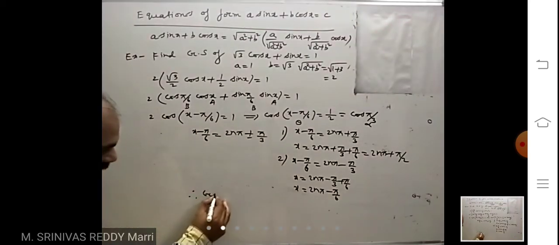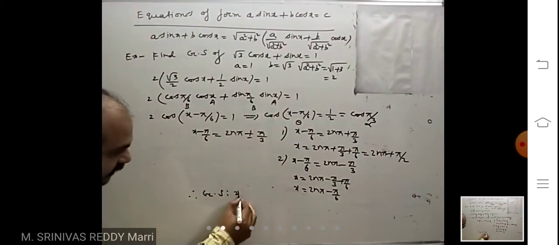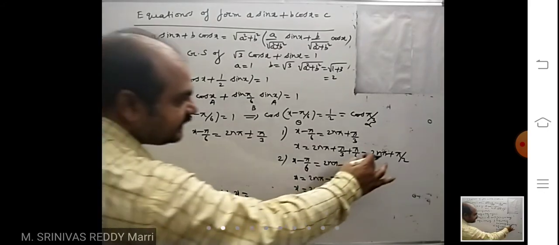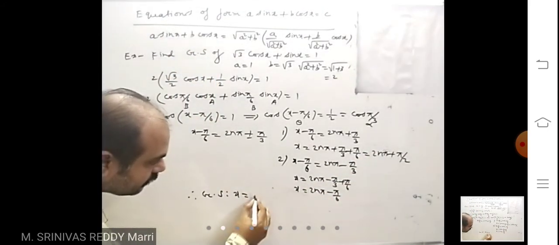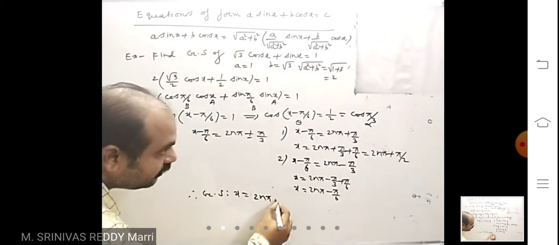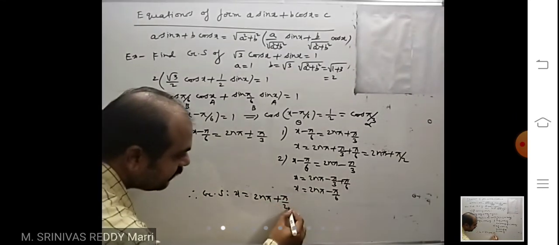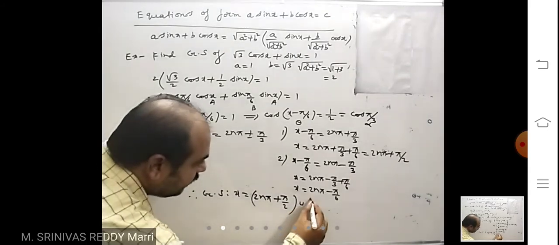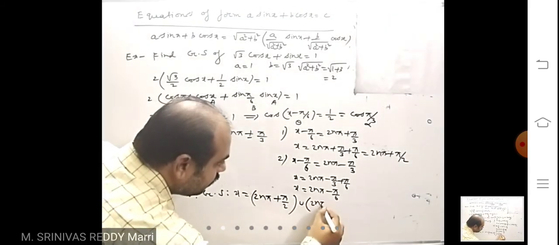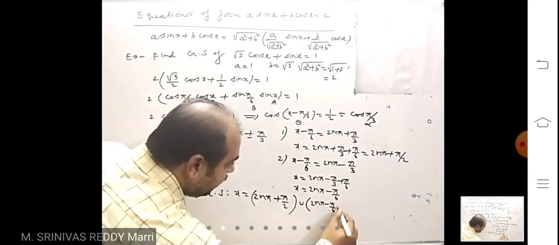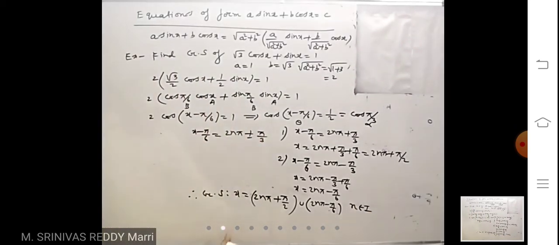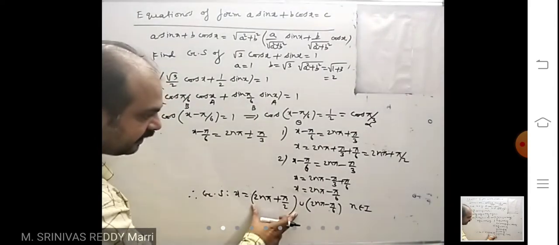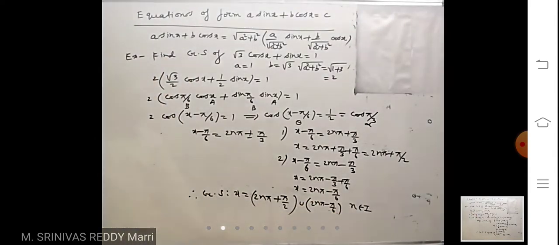Therefore, the general solution is nothing but x equals this union this: 2n pi plus pi by 2, union 2n pi minus pi by 6, where n is an integer. This indicates that this is a solution as well as this is a solution. These both are the solutions, right?